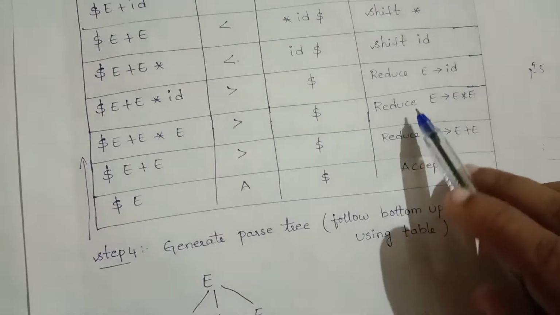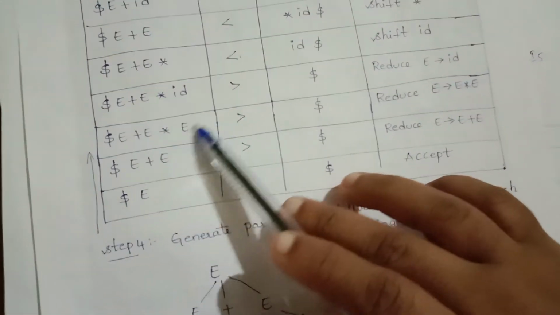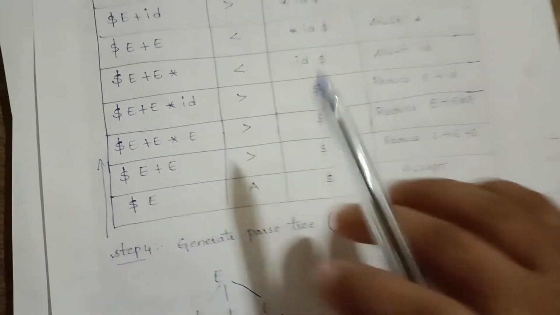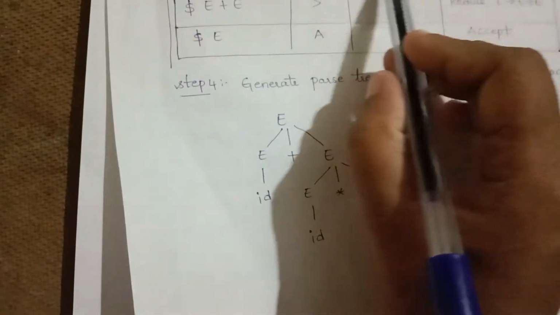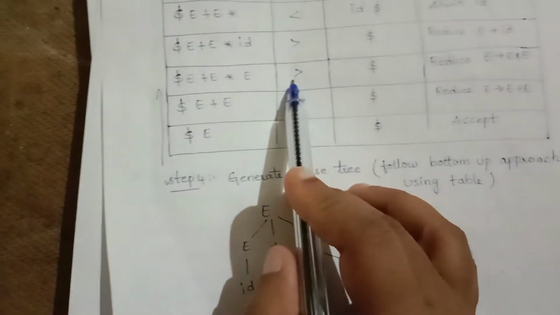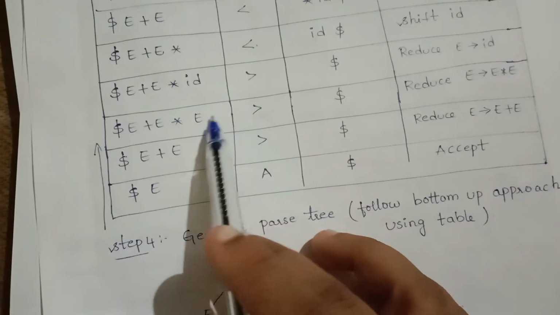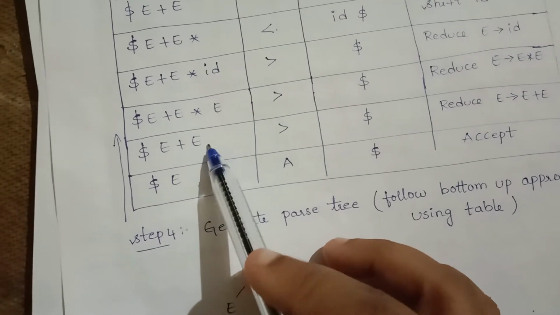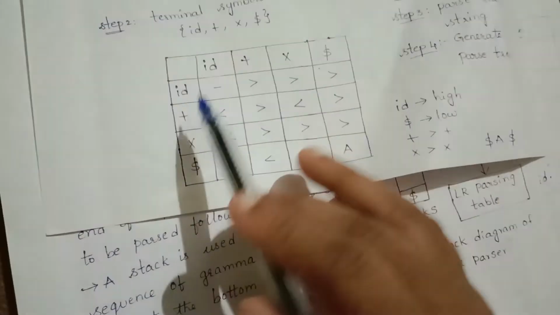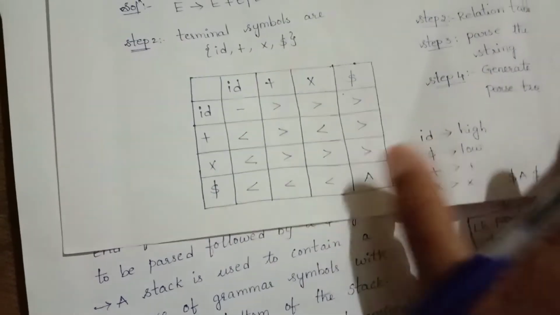Okay, now reduce E tends to E star E. Now star on dollar. Check here, star on dollar is greater than, so the greater than symbol is placed. So now reduce E star E with E. Now plus on dollar, plus on dollar is greater than. So the greater than symbol is placed.